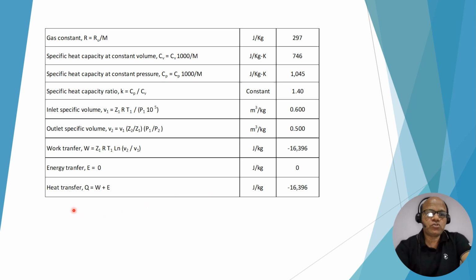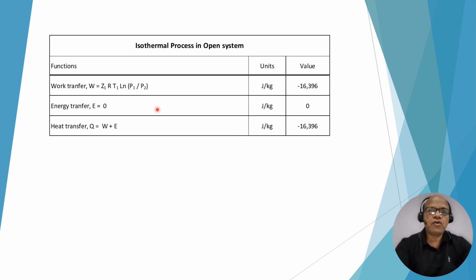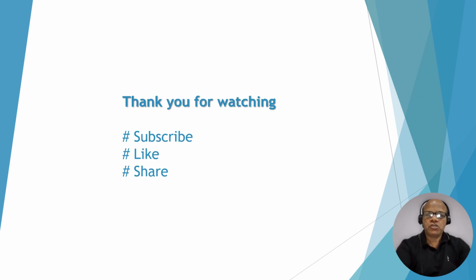Energy transfer is 0, so heat transfer is the same, that is minus 16,396. Open system work transfer is minus 16,396. Energy transfer is 0, so heat transfer is equal to minus 16,396. So I hope you have enjoyed this session. Thank you.